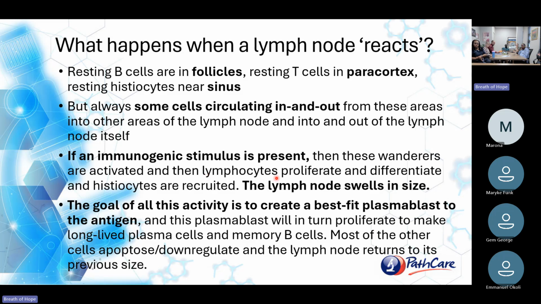This causes lymphocytes to proliferate and to recruit macrophages and histiocytes, and that population also expands. As the lymphocyte and histiocyte population expands, the lymph node swells in size. The goal of all of that is to create a plasmablast that is the best fit for the antigenic stimulus. That plasmablast will proliferate to make plasma cells and memory B cells. The other cells that didn't make it to the end of the process will apoptose or downregulate, and as they die off, the lymph node returns to its previous size.